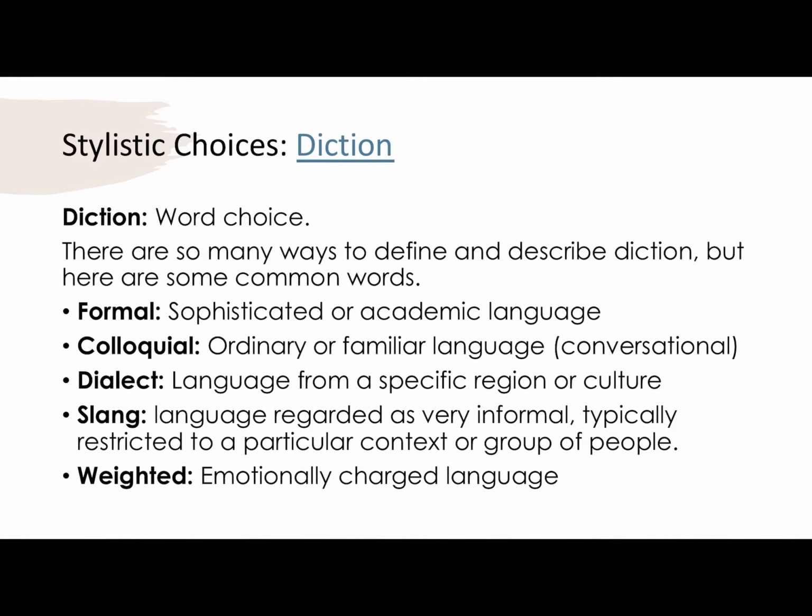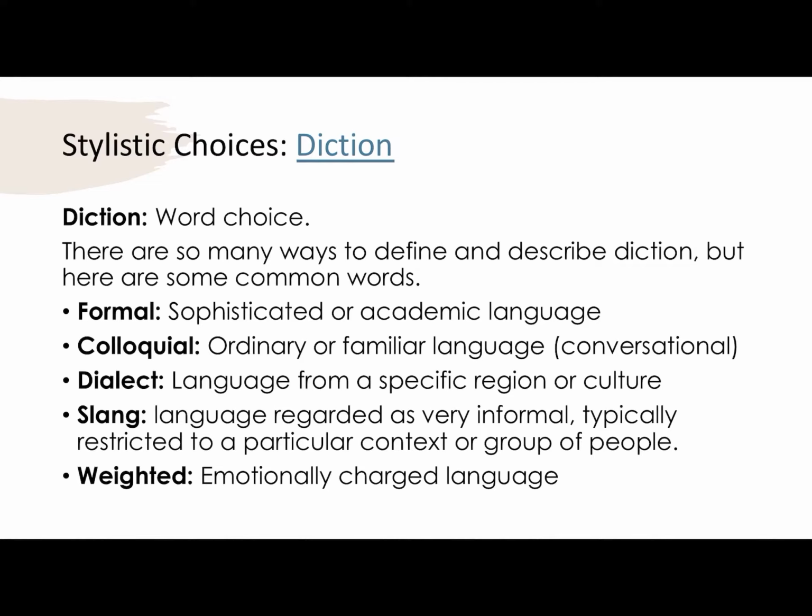Colloquial diction is kind of ordinary or familiar language, so that would be more conversational, meaning that it's not very lofty and above your head. It's just trying to have a casual conversation. Again, you could talk about how an author wants to create common ground with their audience. Then they're probably not going to use formal language that's above their head. They're probably going to rely on that conversational colloquial diction.